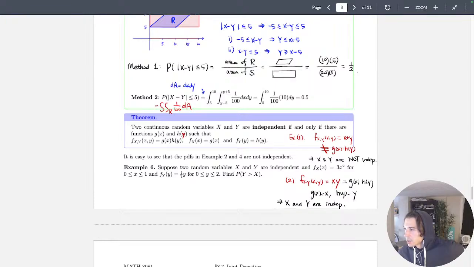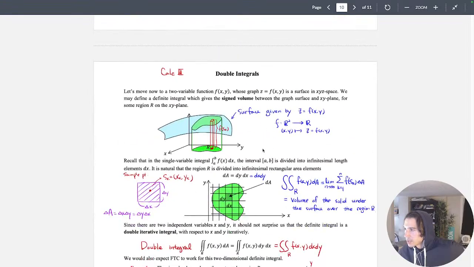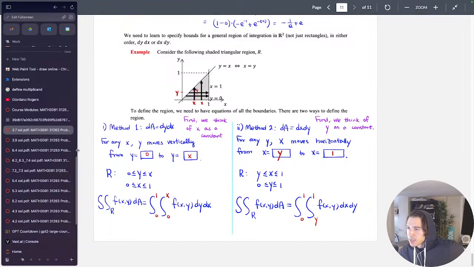Theorem. Continuous random variables are independent if and only if there are functions g of x and h of y such that the joint probability density function equals g(x)h(y). Cool, cool. Okay. Double integrals, this is just Calc 3 review. This is not very relevant. All right. So, you win some, you lose some.